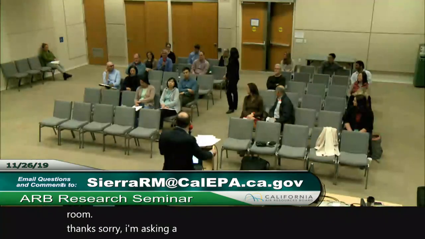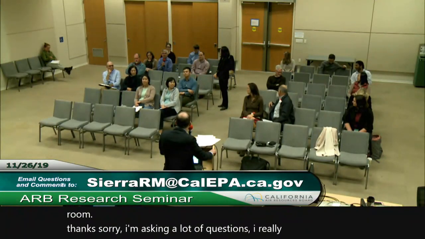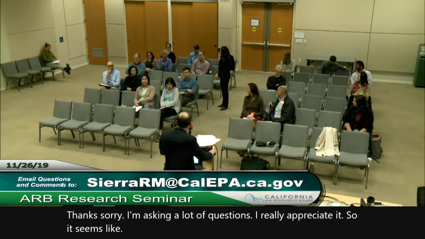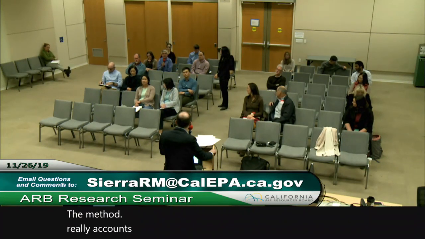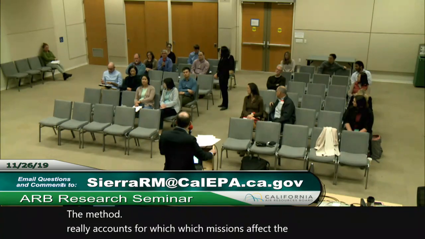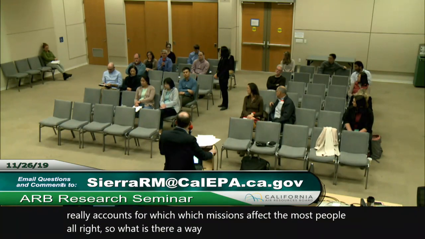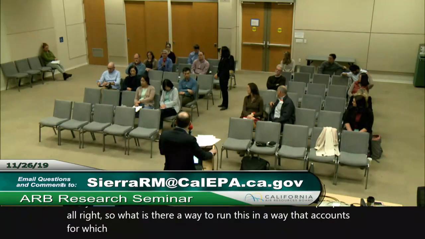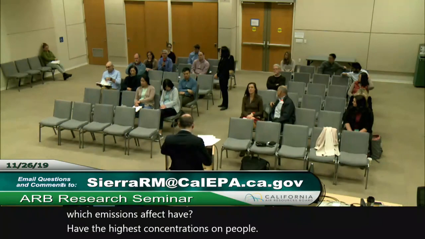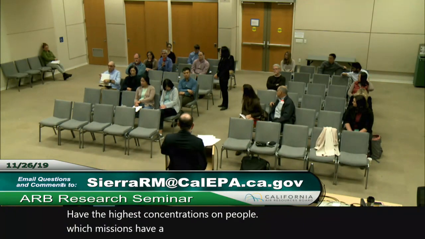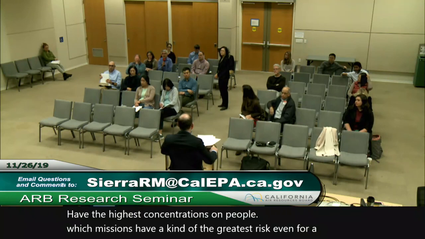I really appreciate it. So it seems like the method really accounts for which emissions affect the most people, right? Is there a way to run this in a way that accounts for which emissions have the highest concentrations on people? So it's like, which emissions account for the greatest risk, even for small populations? Even for small populations, yeah.